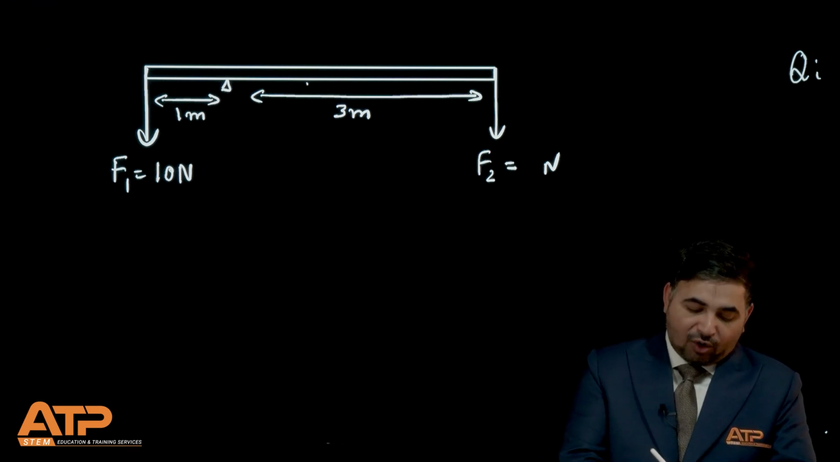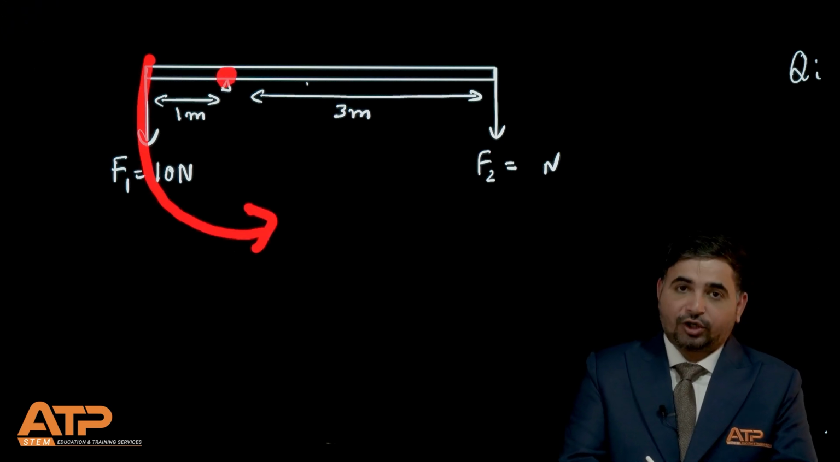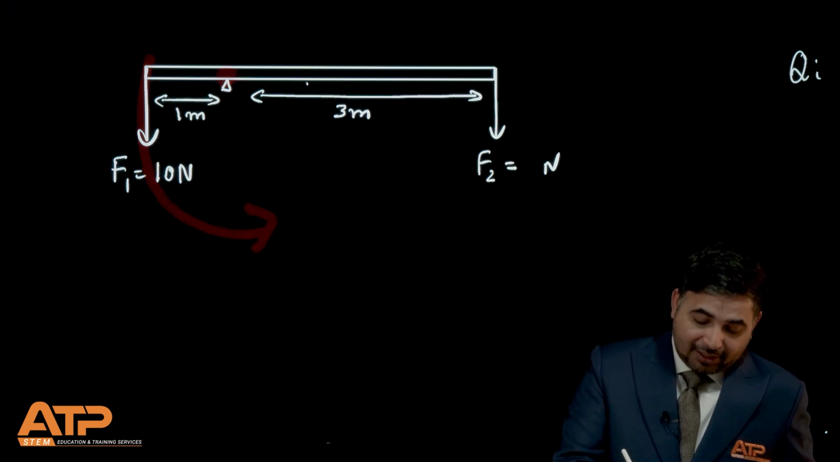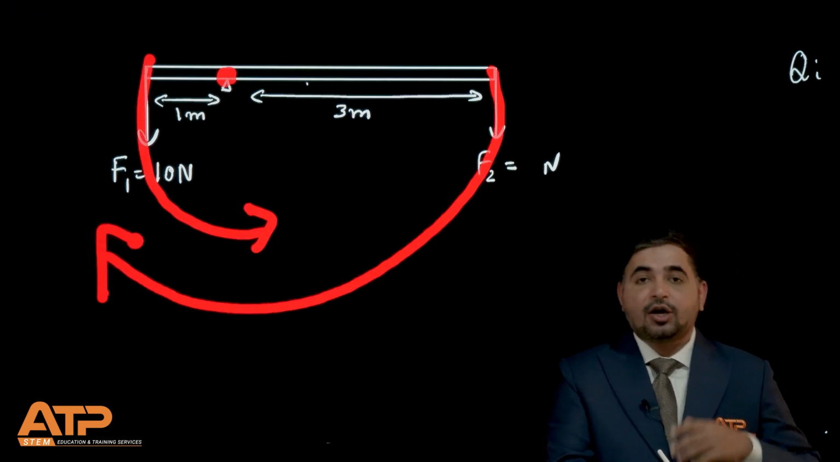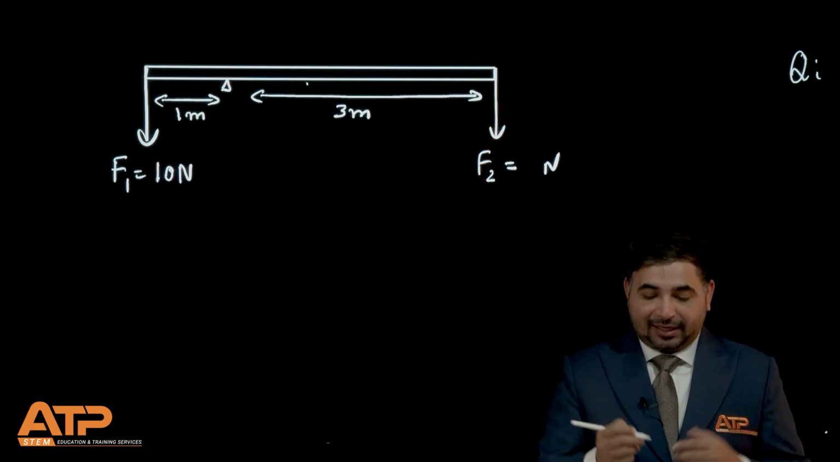So we need to find how much is the torque of this F1, right? If this is your axis of rotation, you can see that this is providing anti-clockwise torque, and similarly F2 is going to provide you with clockwise torque. Okay, if we balance these two torques, we will get the answer.